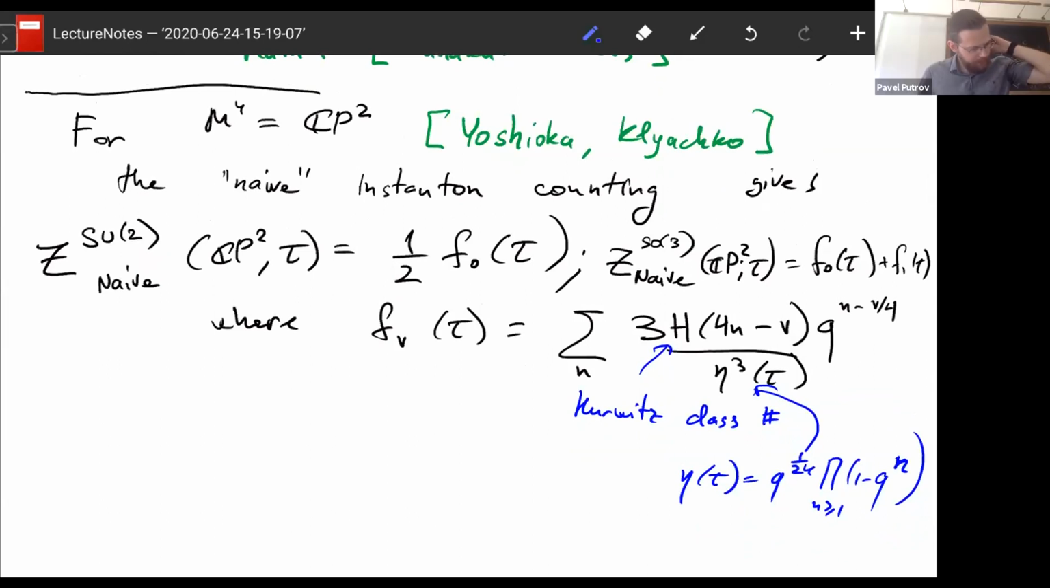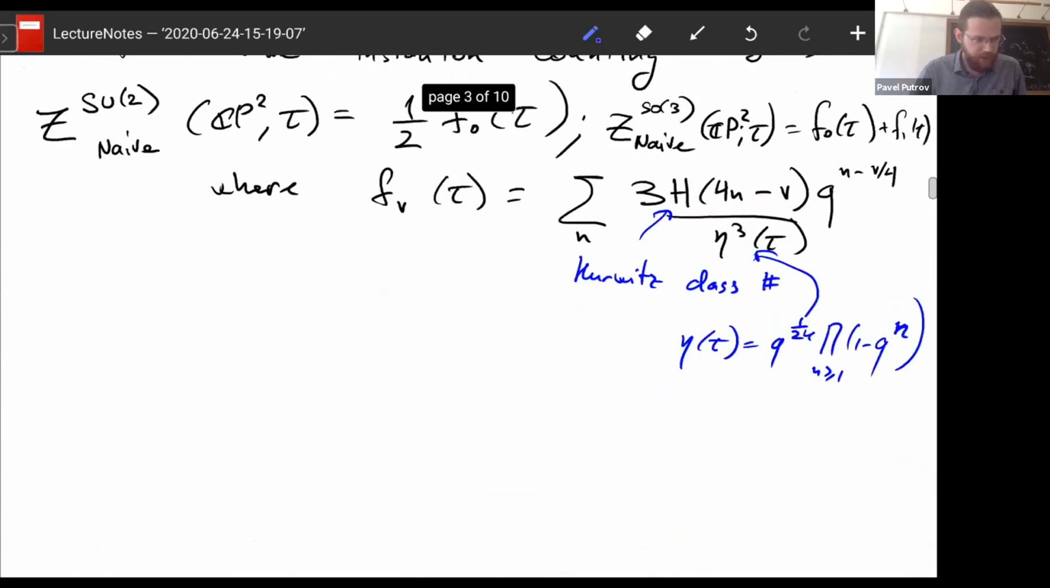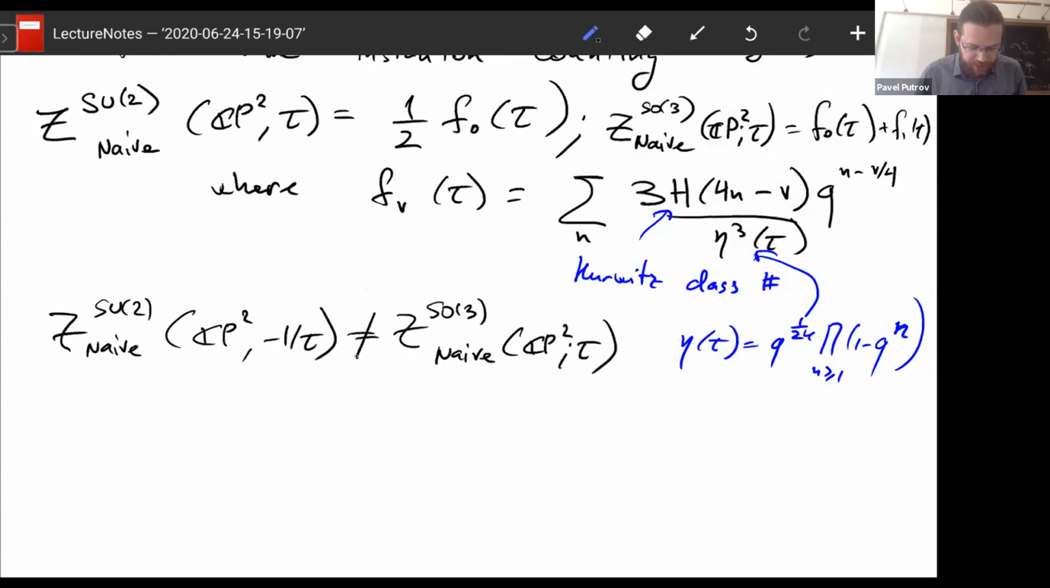Any other questions? Okay, suppose we use these naive expressions and try to check if property 2, this S duality, holds. We want to check if the SU2 naive partition function is equal to the SO3 naive partition function under S transformation. And it's not, but almost.